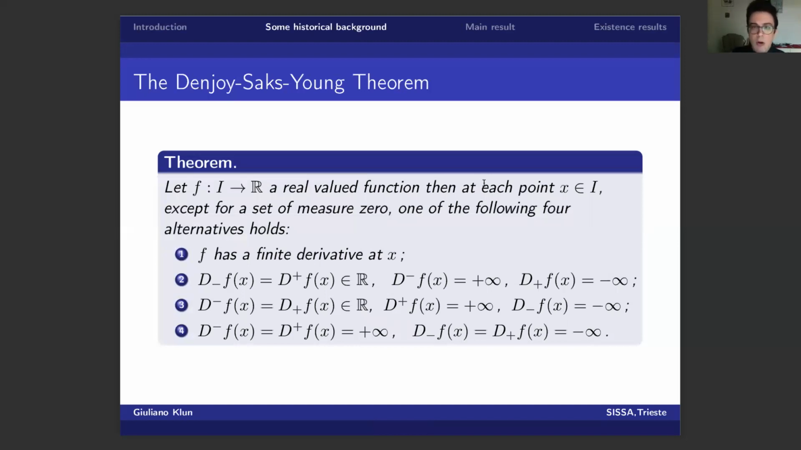This theorem was originally proved by Denjoy in 1915 for continuous functions. One year later, Young proved the same theorem for measurable functions, and eight years later, namely in 1924, Saks proved this theorem for arbitrary real valued functions.